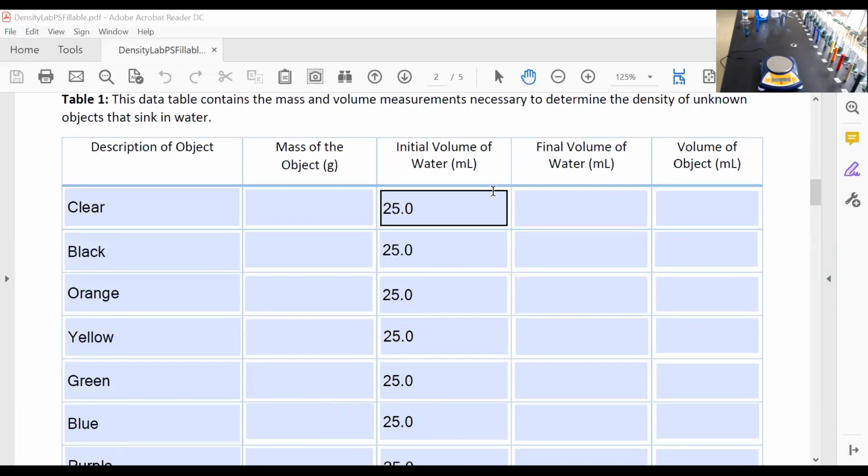Each of the samples has a graduated cylinder behind it. Each of those graduated cylinders starts off with 25 milliliters. When we put our sample in, the level of the water in the graduated cylinder is obviously going to go up. The amount that it goes up by is actually the volume of our sample. So we're going to record the final volume of the water, and then we'll subtract out that 25 to get the volume of the object itself.